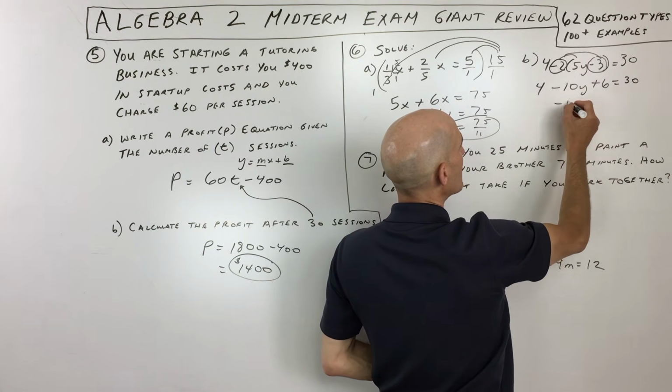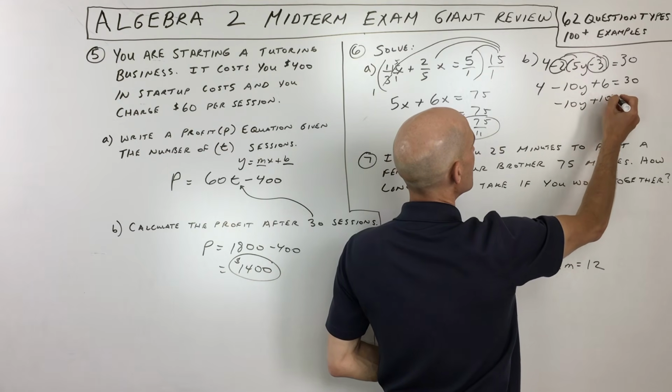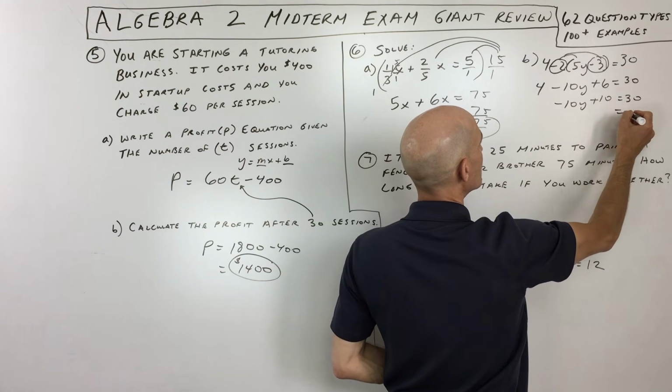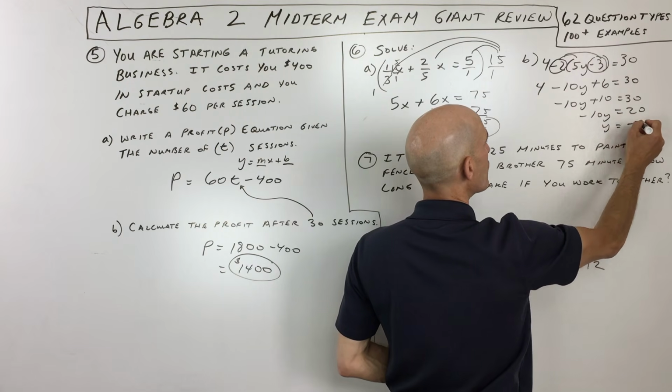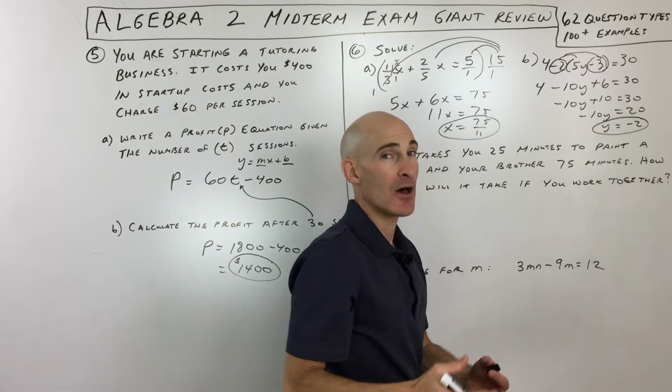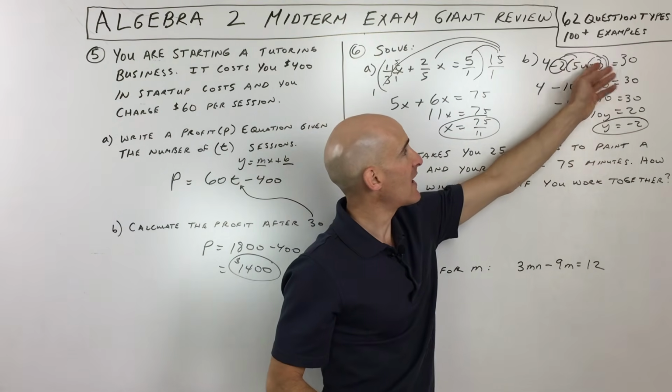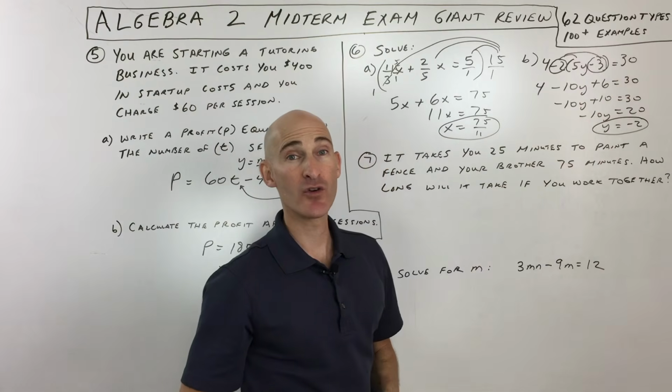So now all I have to do is combine like terms. That's -10y plus 10 equals 30. Subtract 10 from both sides, we get 20. And divide everything by -10, and you can see y is equal to -2. Now, you can always check your answer if you put the -2 back in and make sure you get 30, and you know you've got it right.